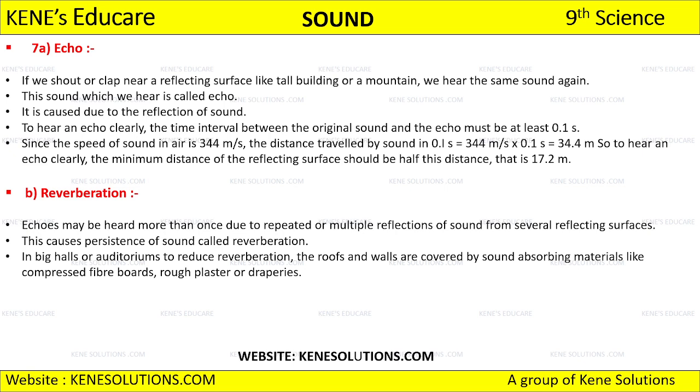In big halls or auditoriums, to reduce this reverberation, the roofs and walls are covered by sound absorbing materials. Like you'll see, they will be covered by compressed fiber boards, or there will be rough plasters or draperies, because they want that this reverberation should not occur. So to prevent this reverberation, they have this sound absorbing material applied. Okay, so I even want you all to add reverberation in your book.